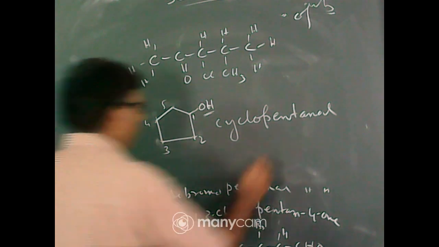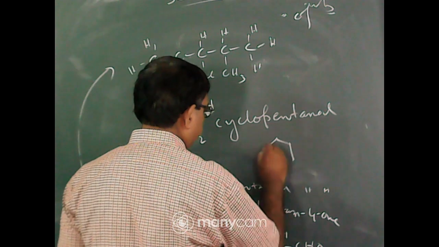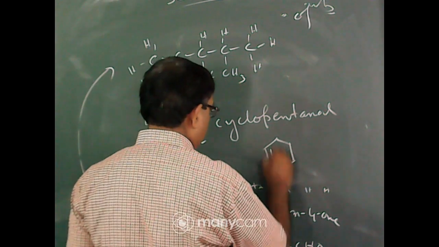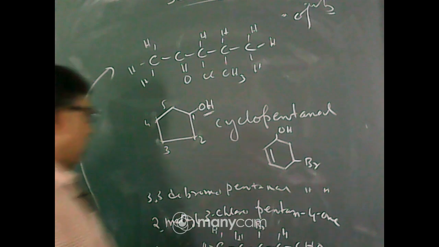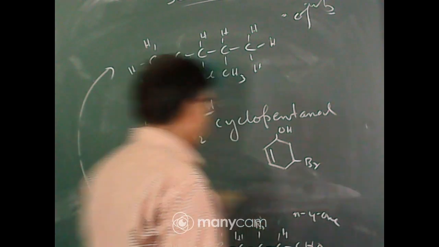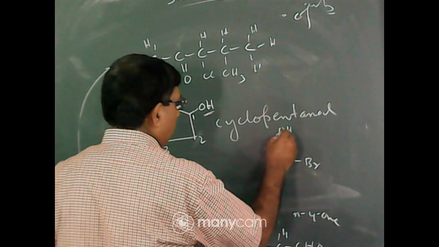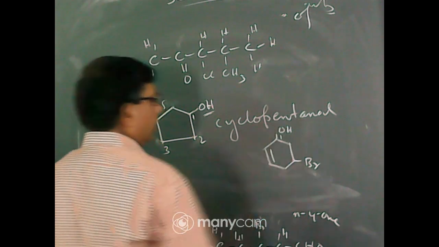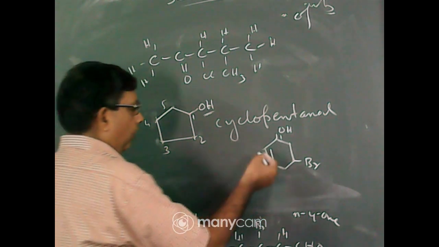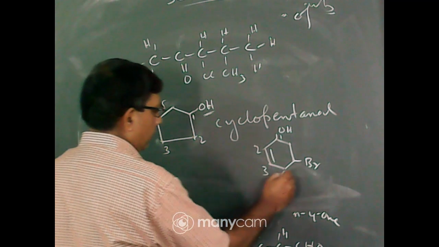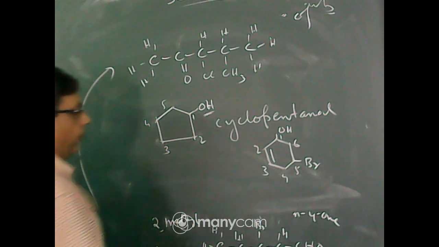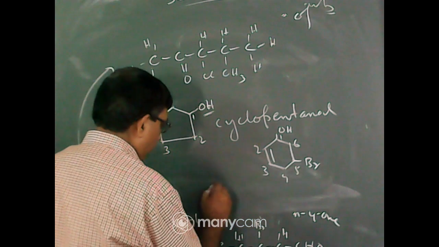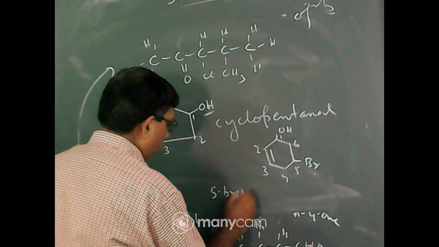If this compound, say this compound, here is a double bond, here OH, here Br. What will be the name of this compound? Now you consider how many carbon atoms are present here. Start from the functional group as 1, then next to the double bond 2, 3, 4, 5, 6. So bromine is at carbon number 5. So write 5 bromo.